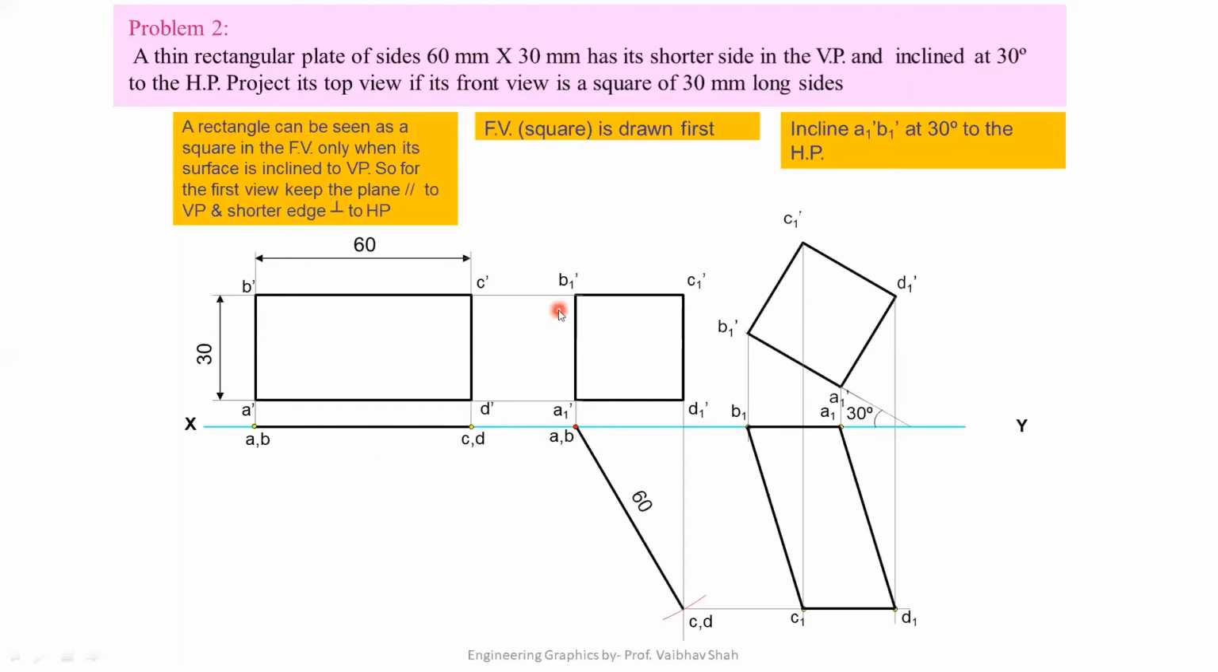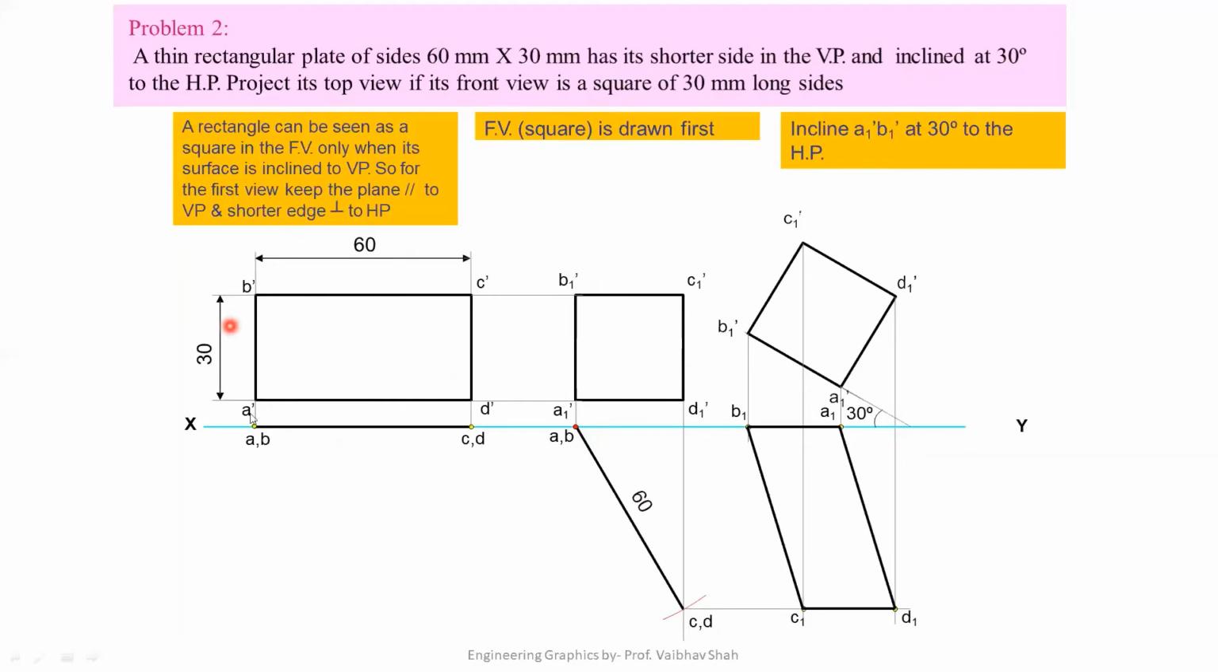Now for the second stage, as your object is resting on VP, we'll be solving the condition for VP first. And here you can see the front view is a square of 30 mm side. So the front view is nothing but your drawing or object in your vertical plane. We have to first draw this front view in your second stage, and after that we can find out the inclination of this surface with your vertical plane. So let us draw this front view in your second stage.